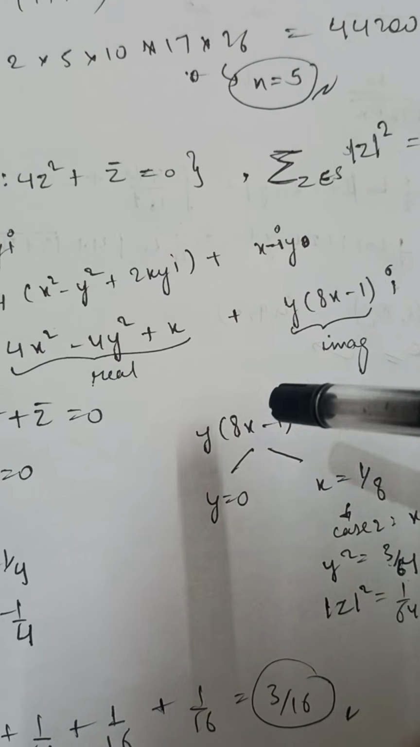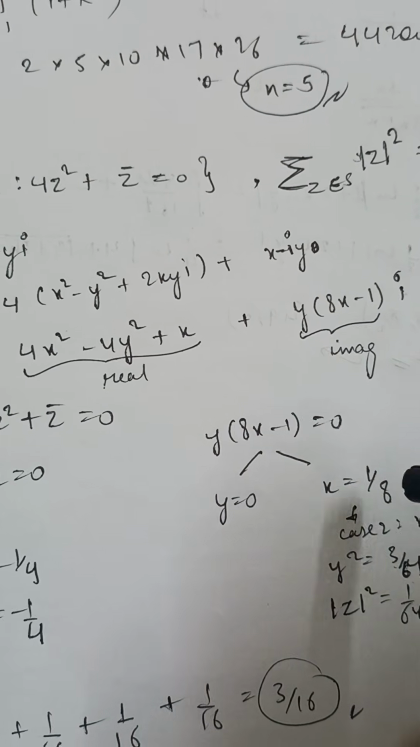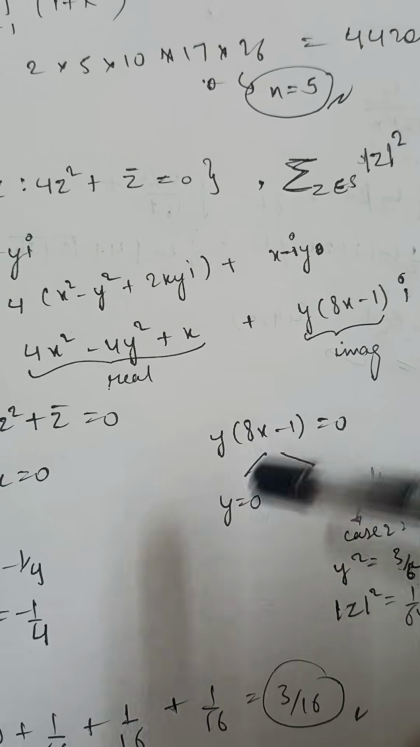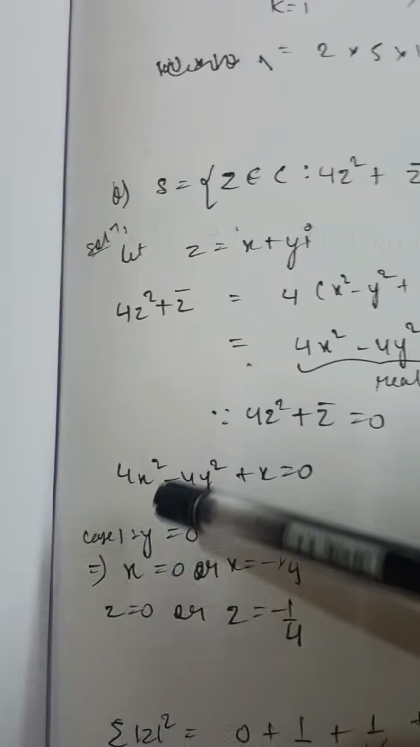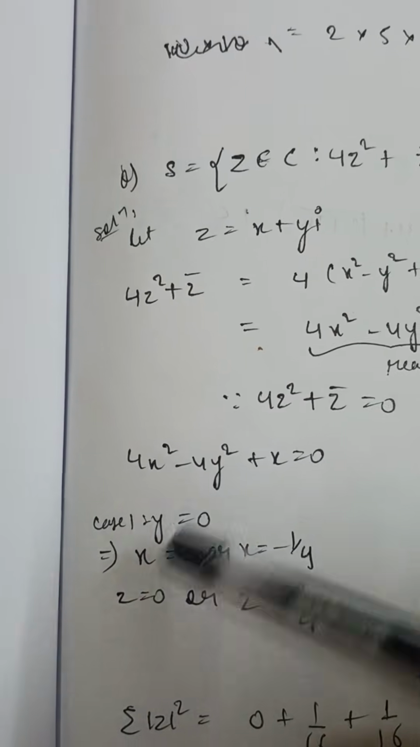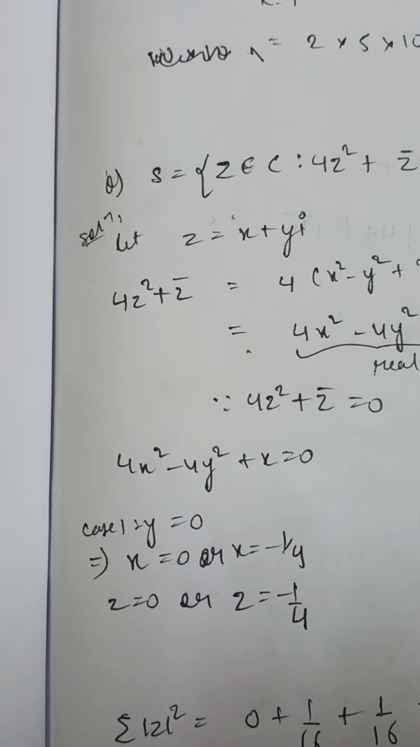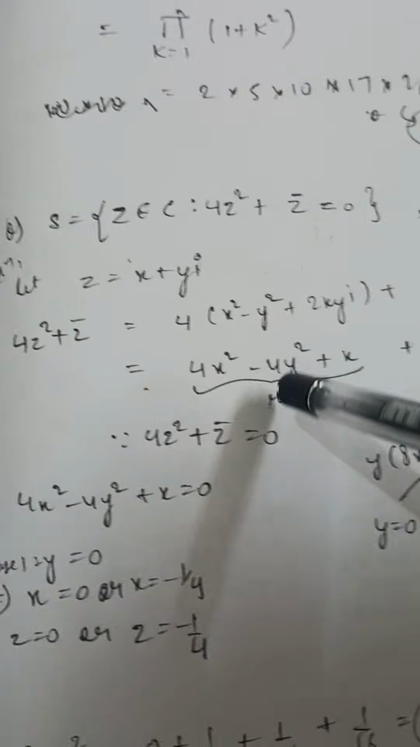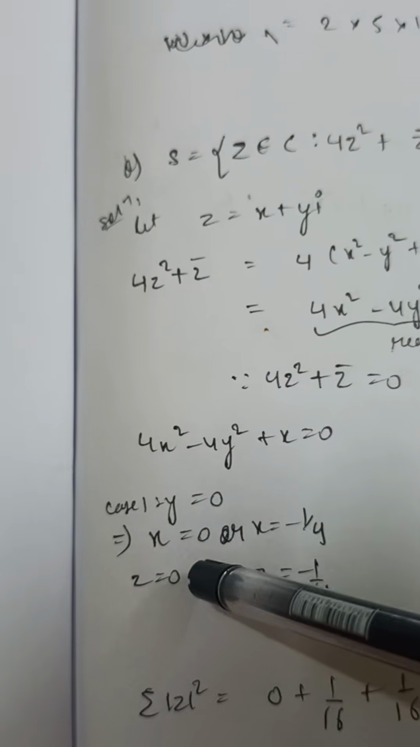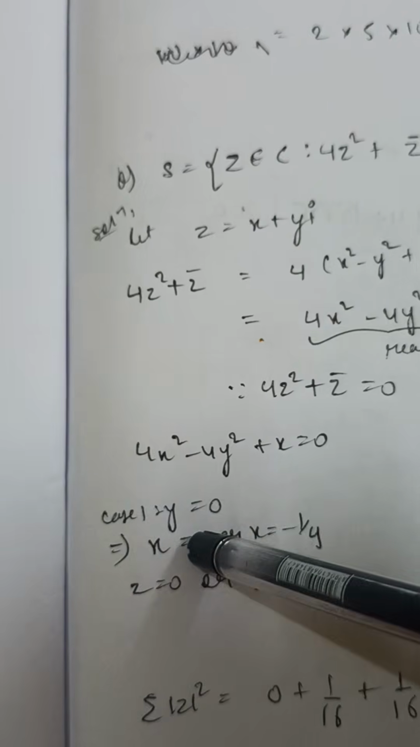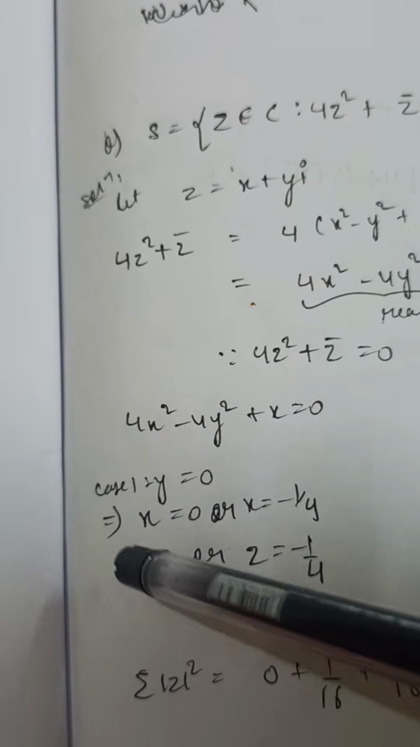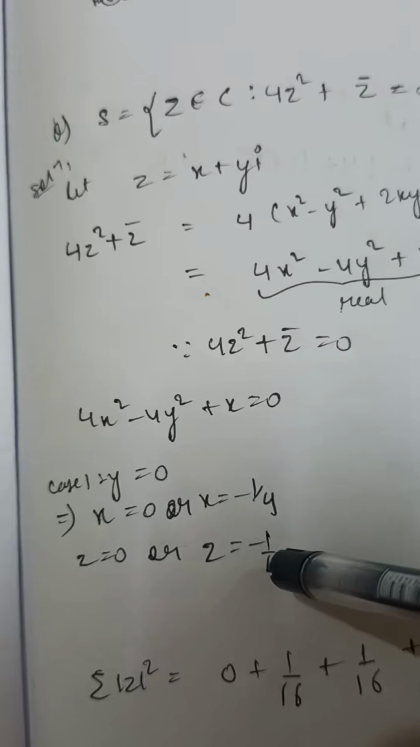By equating 0 to the imaginary part, we get y equals to 0 and x equals to 1 by 8. So we get two cases basically. Case 1 will be y equals to 0. From there we will get x is equals to 0 or x is equals to minus 1 by 4 after putting in this expression. This expression we get by equating the real part to 0. After putting these values of x and y, we will get two complex numbers, z equals to 0 and z equals to minus 1 by 4.